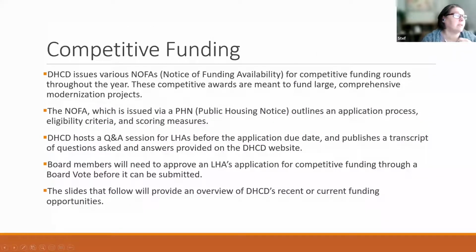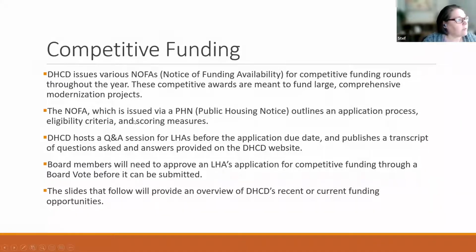Okay, so competitive funding. When we have competitive funds, we issue what we call a NOFA, or a notice of funding availability, and it gets posted on our website, and an email blast goes out to all of the staff at the housing authorities. Since it's competitive, we want to make sure that all the housing authorities know about what the funding is asking for and for targeting. And we also want to make sure everyone knows about the deadlines and the requirements. These competitive awards are meant to fund large, comprehensive projects.